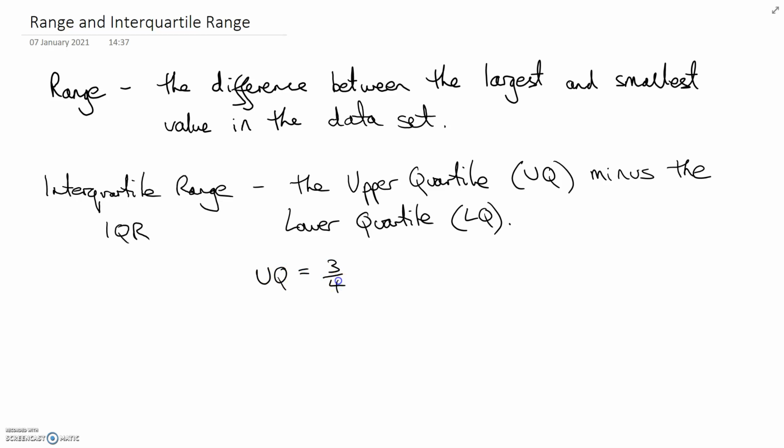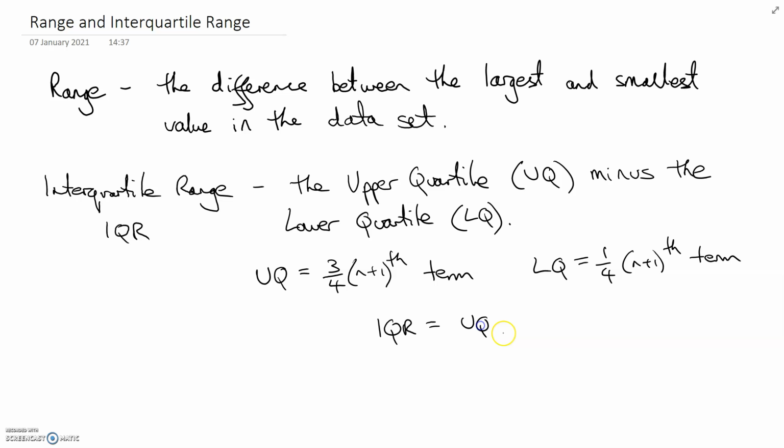The interquartile range splits the data into quarters. So this is kind of like the median. The median halves the data, it's the halfway point. The upper quartile looks at 3/4 of the way in, or the 3/4 (n plus 1)th term. And the lower quartile looks at a quarter of the way in, or the quarter (n plus 1)th term. And then it subtracts them. And that's how we find those. And then we'll have a look at some examples of this.